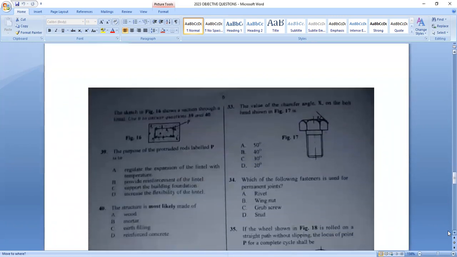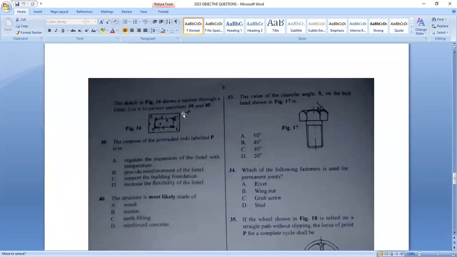So question 39 says that we are using this particular diagram to answer question 39 and 40. And question 39 says that the purpose of the protruded rods label P is to, that is option B is the answer, to provide reinforcement of the lintel. That is the answer to the question. At question 40, the structure is most likely made of reinforced concrete. So that is what it is made of.